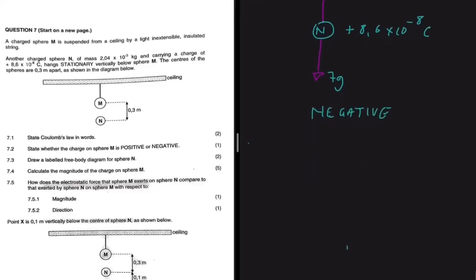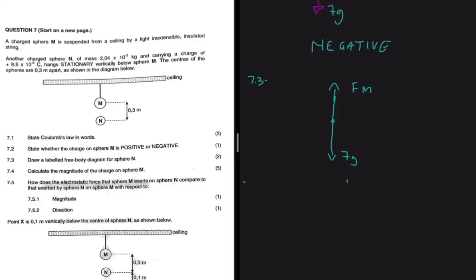Then 7.3, we have to draw a labeled free body diagram for sphere N. We already have a body diagram, now we just need to make it free. So for sphere N, we have FG pulling it down, and then we have the electrostatic force due to sphere M pulling it up. They are balanced, so that is why sphere N is stationary. It's not moving up or down, it's just hanging in there.